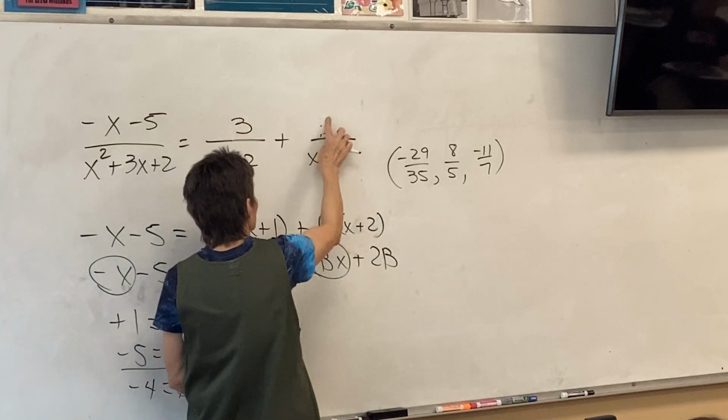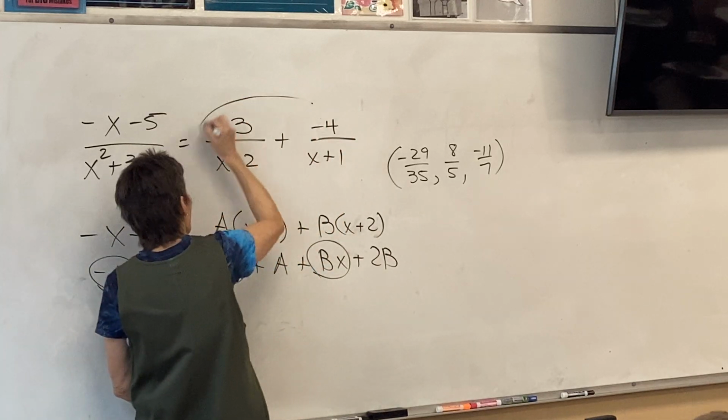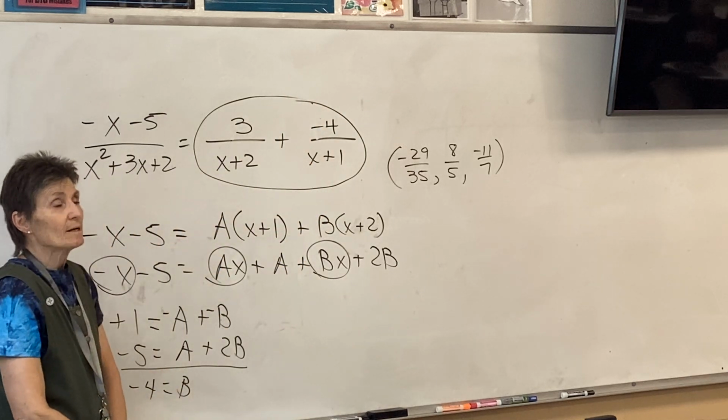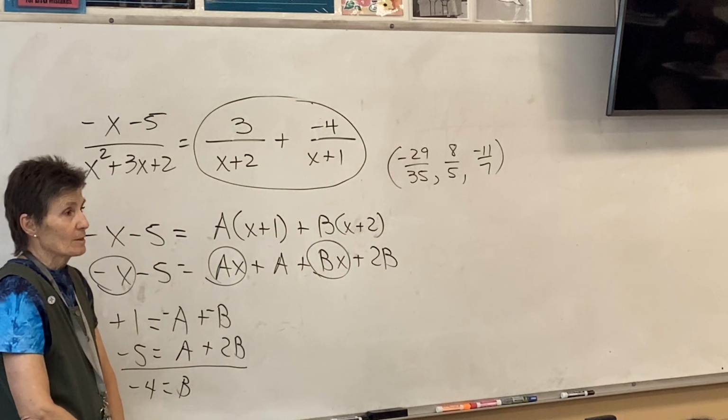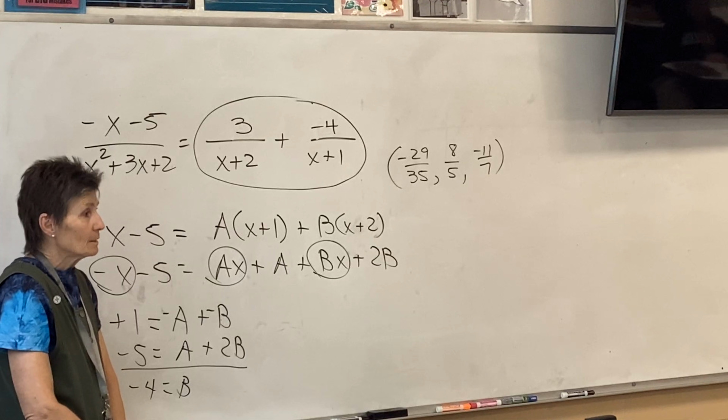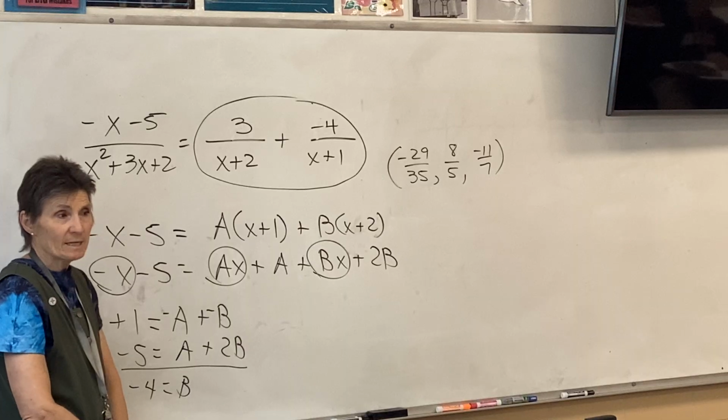And b is negative four. And that is what you write in the answer blank. Your job is to write the fractions. So there they are. There are the fractions. Good. Who else found something that we need to review?